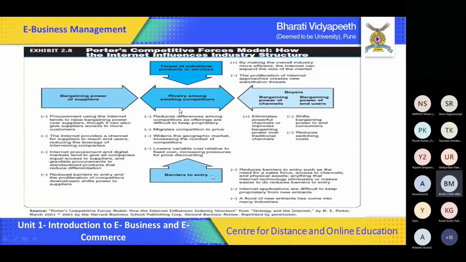And here, it reduces switching cost. Switching cost is what? Suppose you are buying from one seller and you are not satisfied with him and you switch to the other seller, then you can reduce your switching cost with the help of this. Here you are not required to pay too much switching cost because you are not required to go here and there and search there.